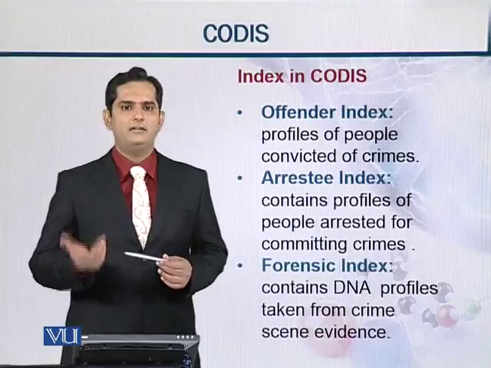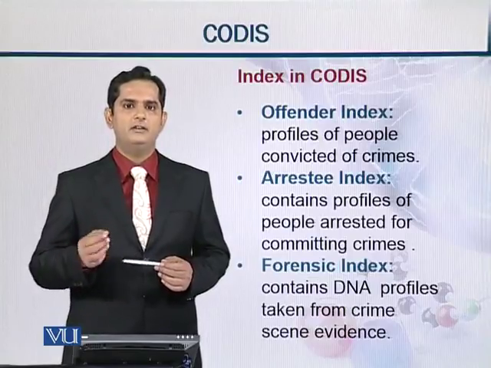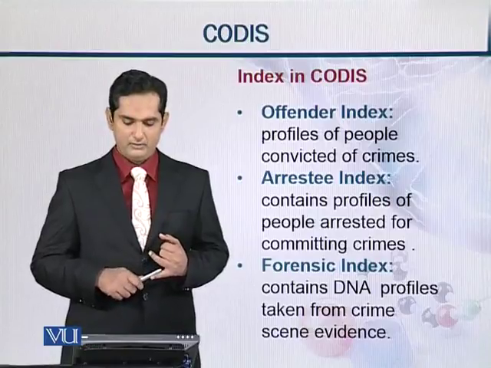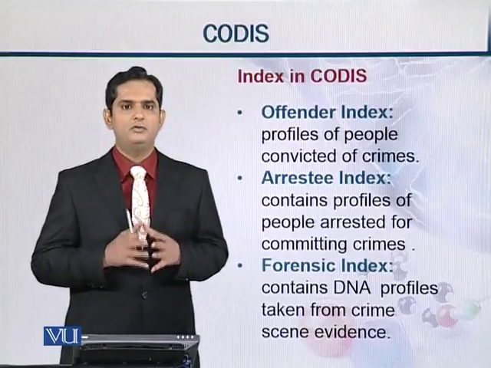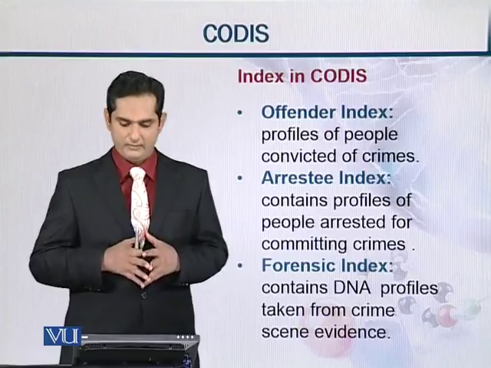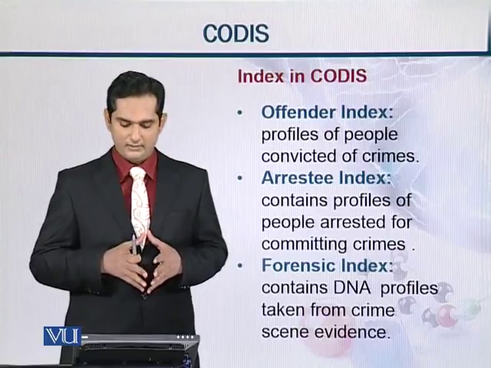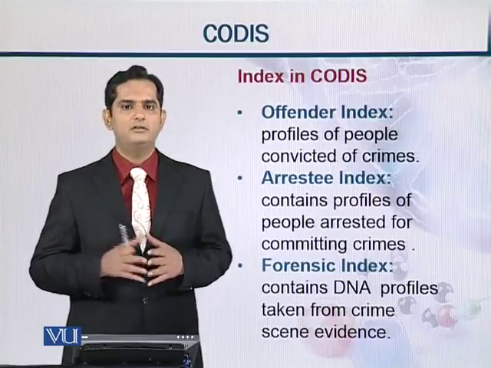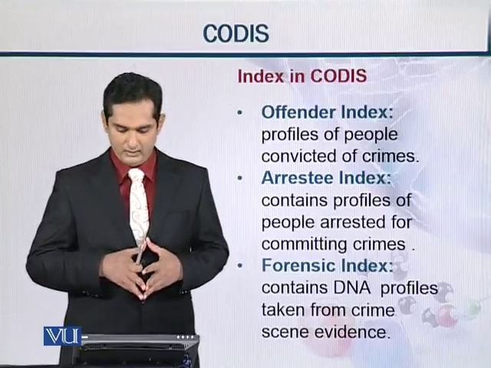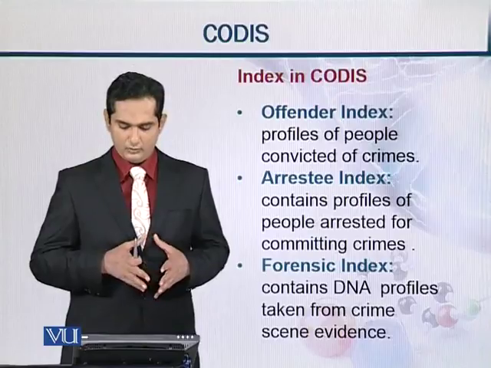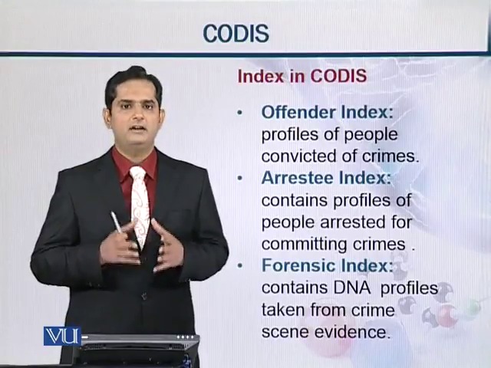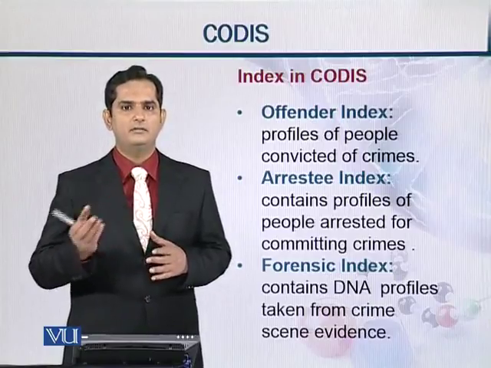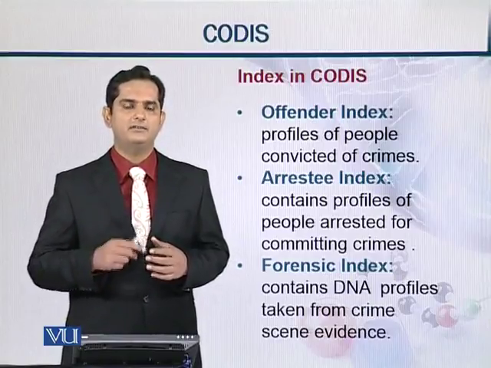So what are the different indexes or information available in CODIS? Number one is the offender index. Offender means those people who have been convicted of some crime. Similarly, arrestee index means people who have been arrested for doing some crime. Then we have the forensic index, which is generated by taking DNA samples from the different culprits and arrestees.